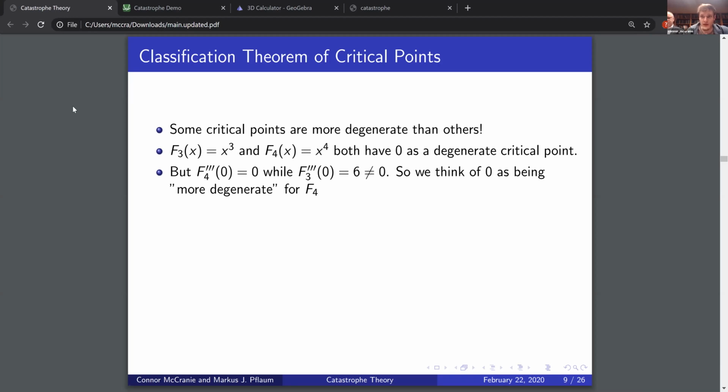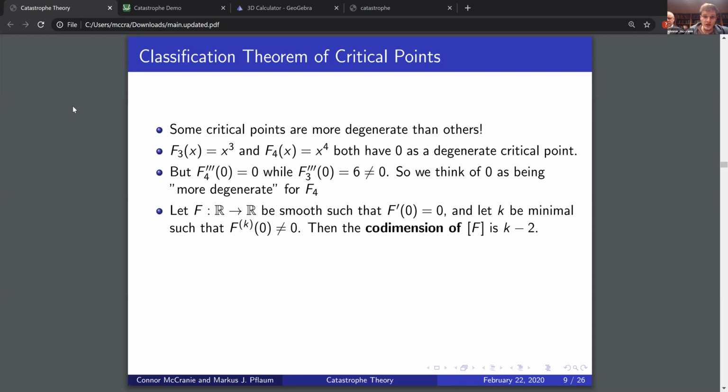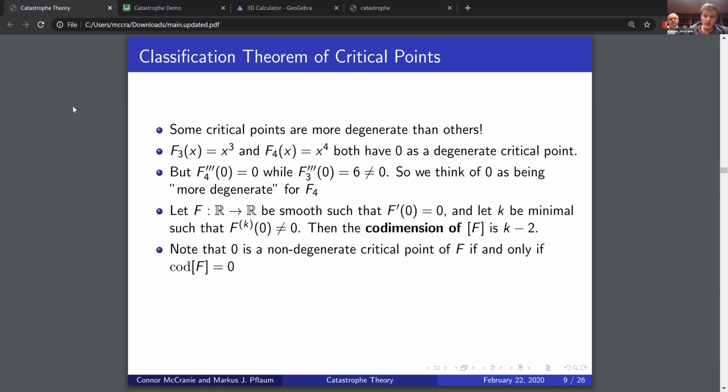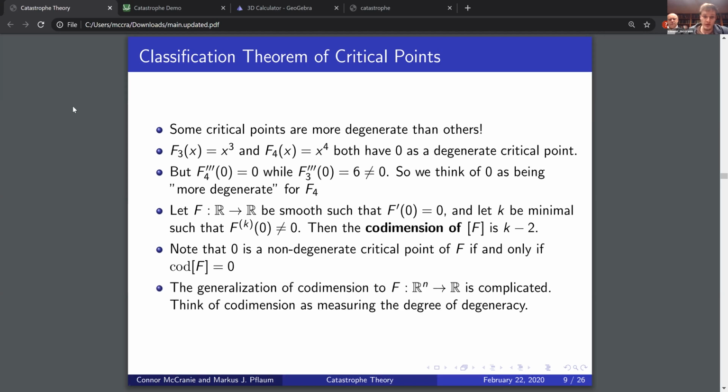And so we want to think of this as x to the 4th as somehow being more degenerate than x cubed. And so for this one-dimensional case, the number of additional derivatives past 2 that we have to go until we get to something non-zero is called the codimension of f. And so for the one dimension, it's just k minus 2, just from the power rule. The reason why we subtract 2 is because with that definition, 0 is a non-degenerate critical point if and only if the codimension of f is 0. So if we take the first derivative and then the second derivative is non-zero, then we'd have to take 0 many more derivatives past that to get to something non-zero.